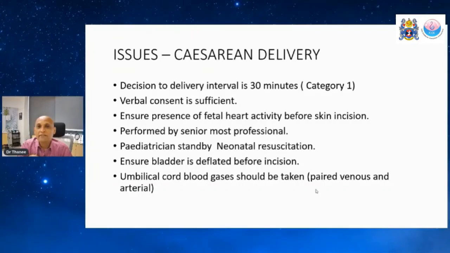And after delivery of the fetus, make sure you do paired umbilical cord blood gases. That is, you need to take a venous sample as well as an arterial sample and compare the pH, bicarb and base excess, because that is important to determine whether there was any HIE, cerebral hypoxic ischemic injury, or not. So it is very mandatory, as a practicing midwife, you should alert the practicing doctor and the OT staff to perform the paired umbilical blood gas analysis.